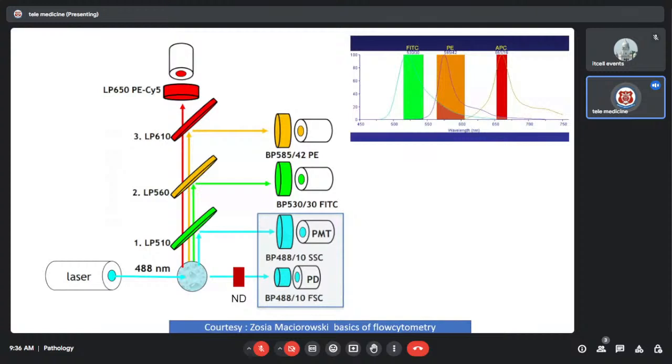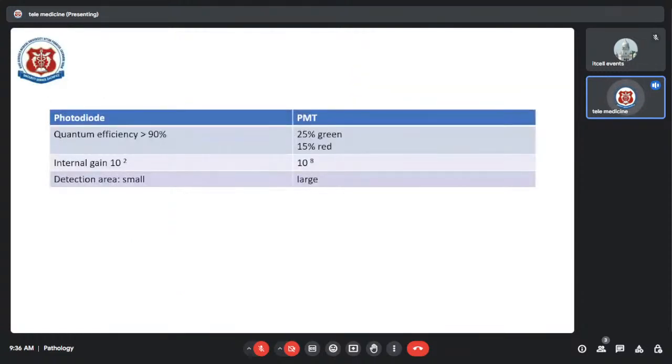So this is the basic model. Now the difference between the photodiode and the photomultiplier tube, which I told you initially. The photodiodes have a quantum efficiency of more than 90%. Now what does this mean? This means wherever you have kept the photodiode and the light is falling on it, it will detect more than 90% of the light. Whereas the photomultiplier tubes will detect only, if it's a green channel, 25% of the light, and if it's a red channel, 15%. So we know that photodiodes are stronger as compared to the photomultiplier tube.